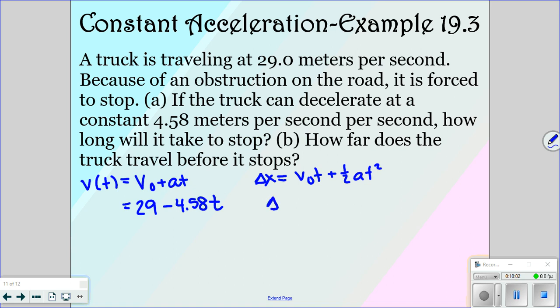And then over here, we don't know the change in x. Our initial velocity is 29. We don't know our time. We know our acceleration is negative 4.58 and our t squared. So there's something else that we have to know because neither one of these equations currently is solvable. It says the truck can decelerate. How long will it take to stop? So when it stops, what is the velocity? It's not going to be moving any longer. So that means that our velocity when we end at this time is going to be 0. And so now we can solve this equation for t.